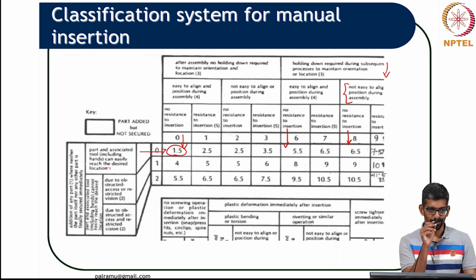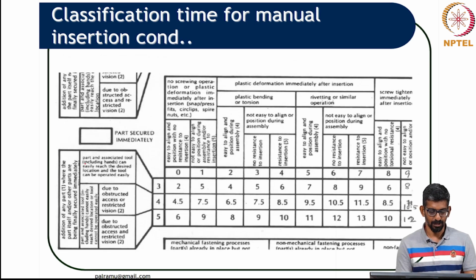Yeah, you are not taking screw 1, you are not taking screw 2, you are taking 2 screws at a time. It is secure. So, we are going to look at part secured immediately. Okay. So, I will just read this out. Addition of any part where the part itself or other parts are being finally secured immediately. Part and the associated tool can easily reach the desired location and the tool can be operated easily.